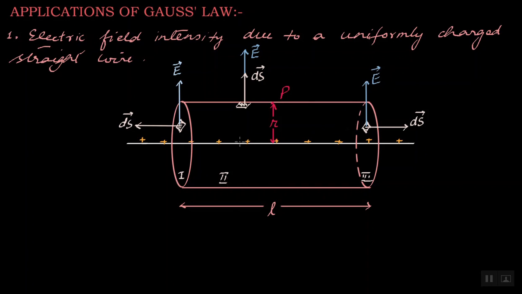Okay, it is important to note the angles between the electric field and the area element. In region 1, what is this angle? This angle here is 90 degree. This is 90 degree. This angle here is 0 degree. This angle here is again 90 degree. Understand? So now let us apply the Gauss law.